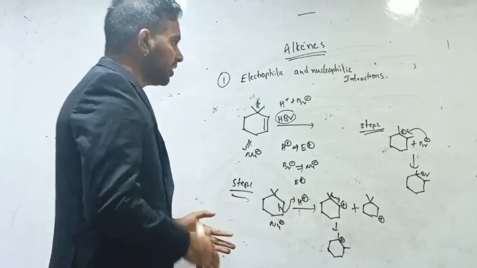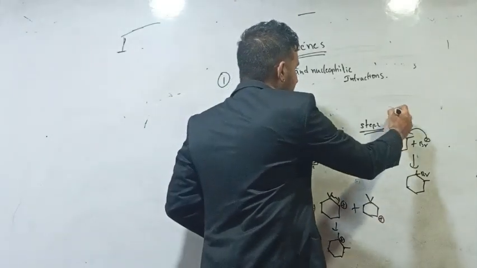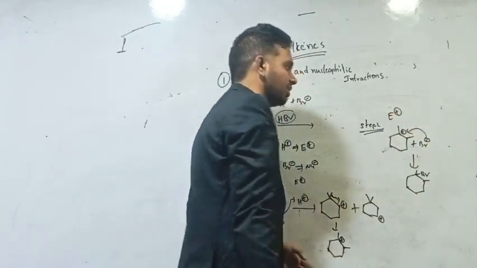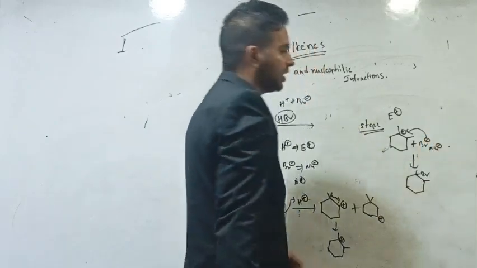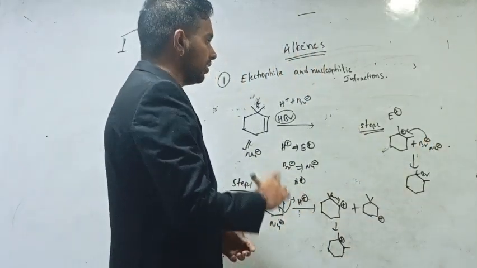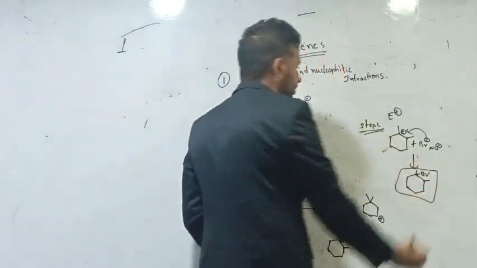In second step of the reaction, the stable carbocation is considered electrophile because carbocation itself is electron deficient, and Br minus is considered as nucleophile. Therefore, electrons are transferring from nucleophile to electrophile. As a result, we are getting a final product, a cyclic final product.